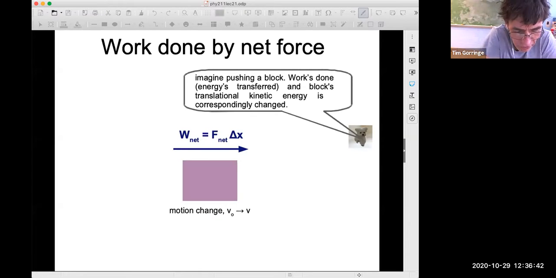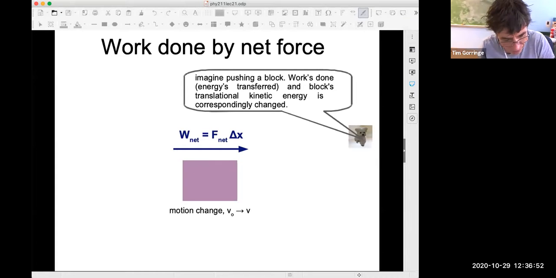Okay, so in translational motion, we might think about a block or a crate or an object. It's on this slide here. Let me get my pen going. Here it is.